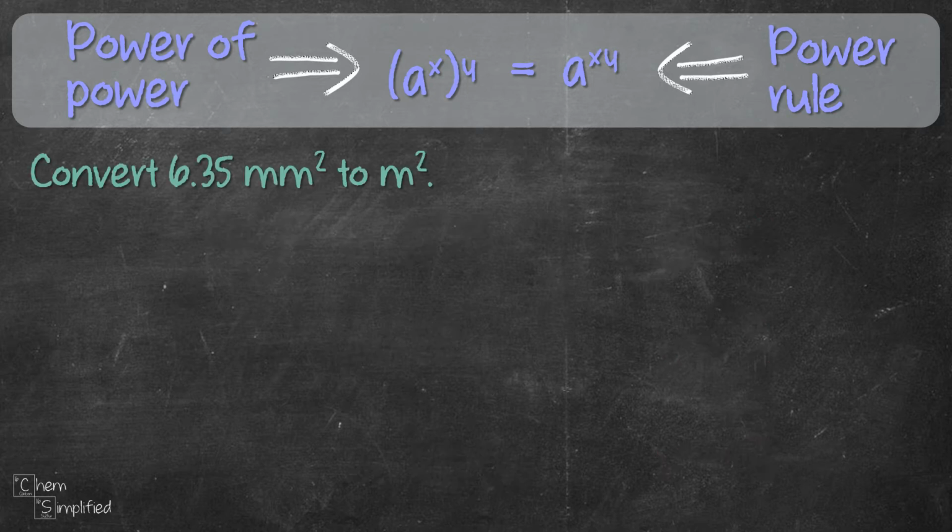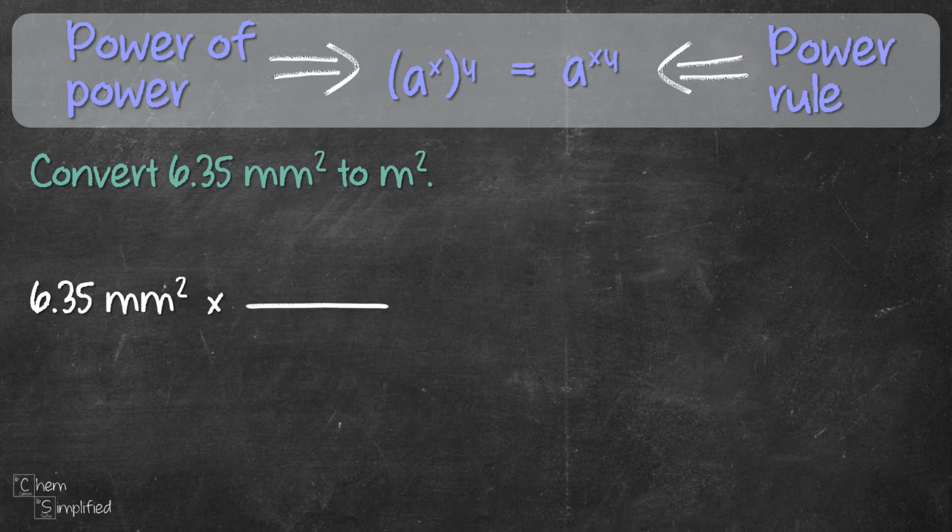Let's see how we can apply the power rule in chemistry. Let's say we need to convert 6.35 millimeter square to meter square. I'm gonna set this question up using dimensional analysis. I'll link the video on the top. We start by writing out what's given, which is 6.35 millimeter square. Then we multiply and draw a line across.